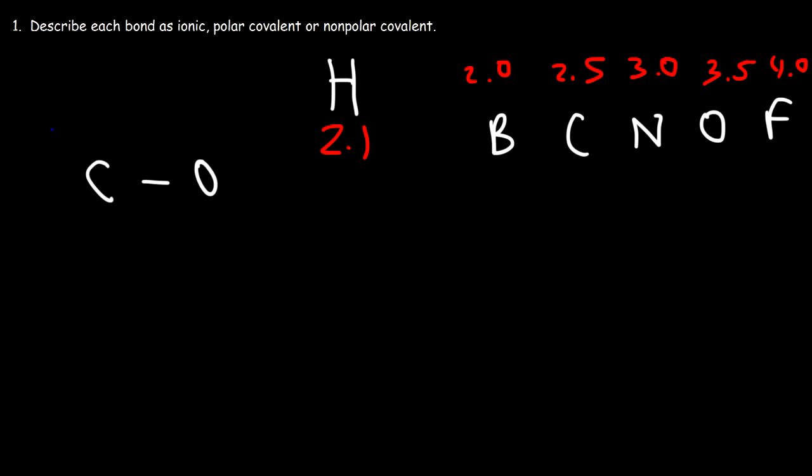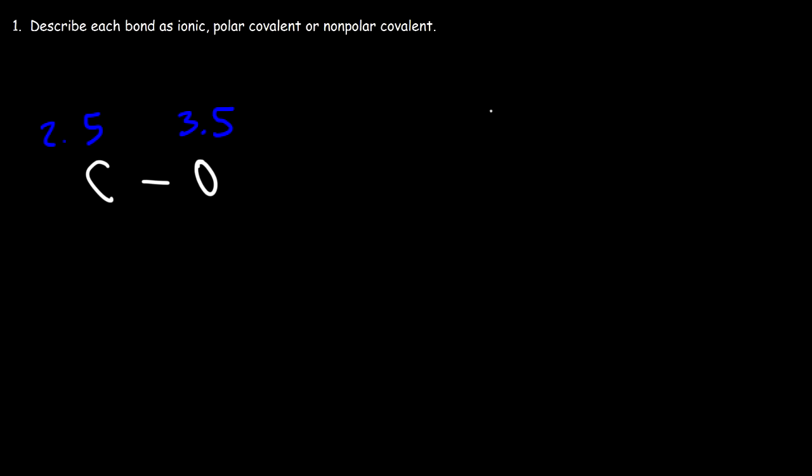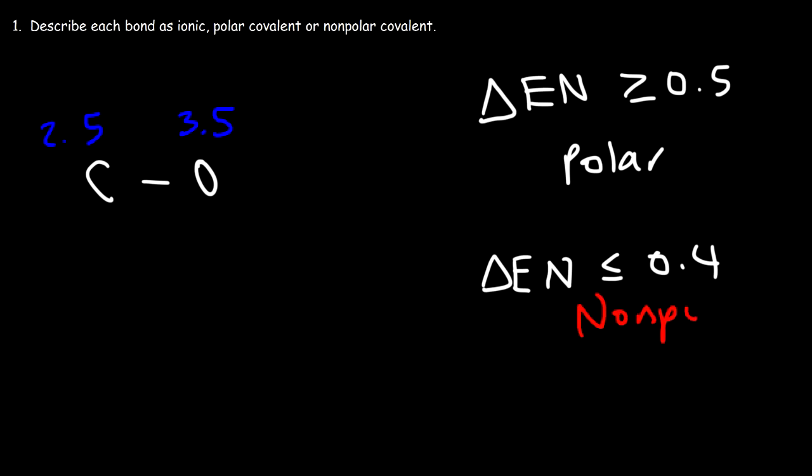So carbon has an electronegativity value of 2.5, and oxygen has a value of 3.5. If the electronegativity difference is 0.5 or more, then the bond is said to be polar. If the electronegativity difference is 0.4 or less, then the bond is said to be nonpolar. So 3.5 minus 2.5, that's 1. Therefore, we can say that the carbon-oxygen bond is a polar covalent bond.